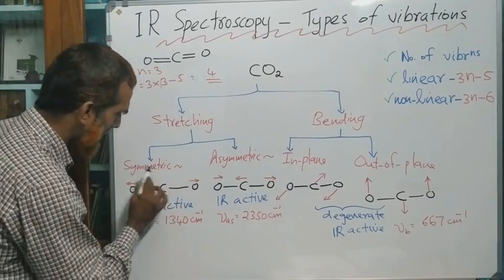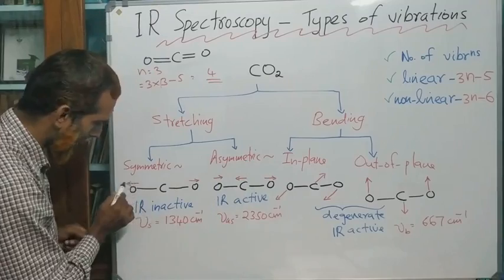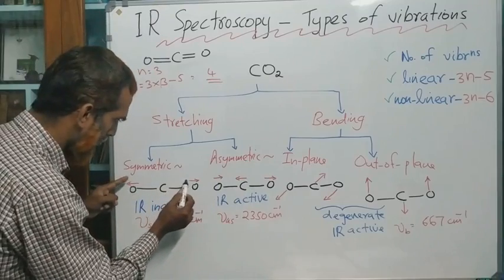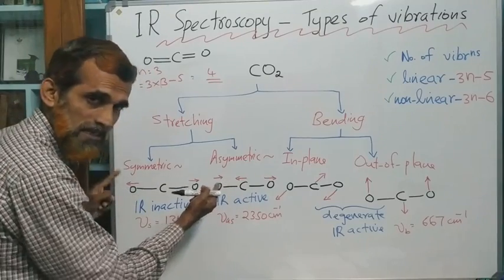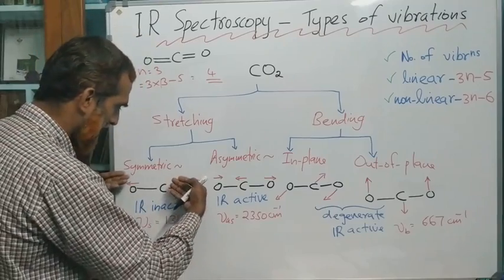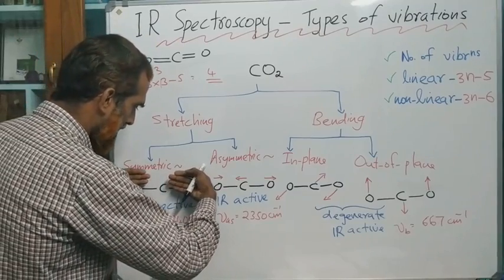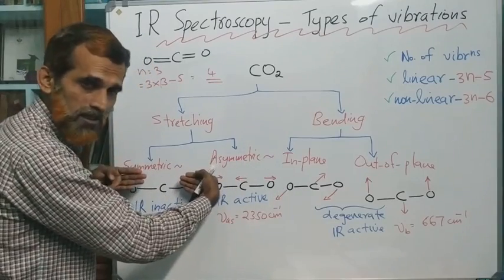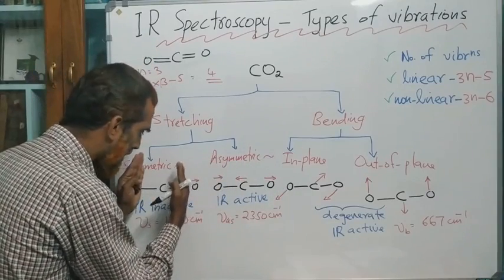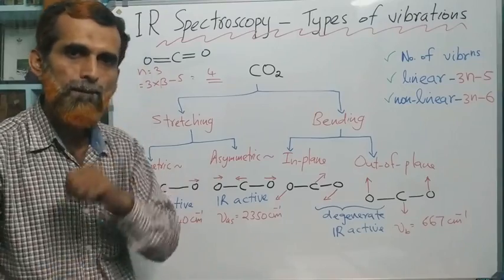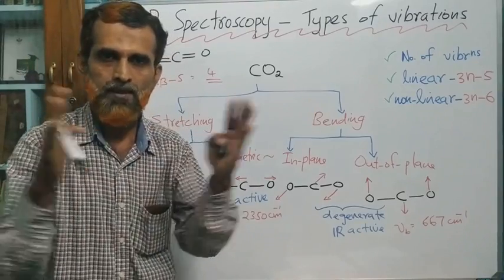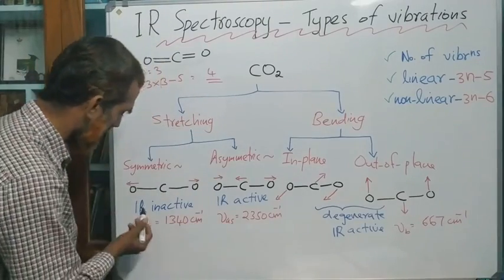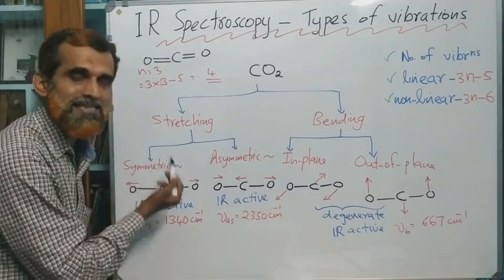Okay, so in symmetric stretching, you can see how it is shown. On the 2 oxygen, you can see the 2 arrows in opposite direction. So what does it indicate? This bond gets elongated simultaneously, comes back to original position, and then contracts, comes back to original position. That is one complete cycle of vibration. Okay, that is continuing. So this is called symmetric stretching.